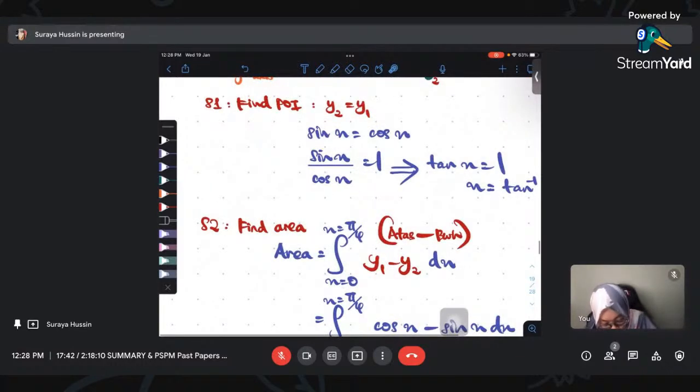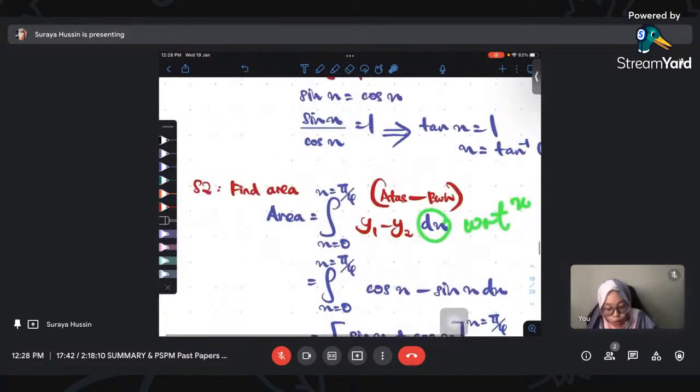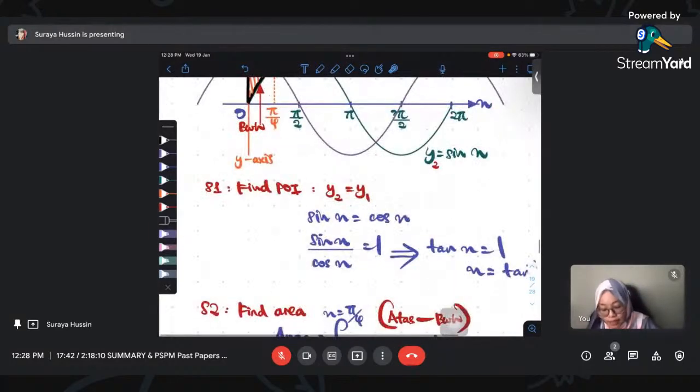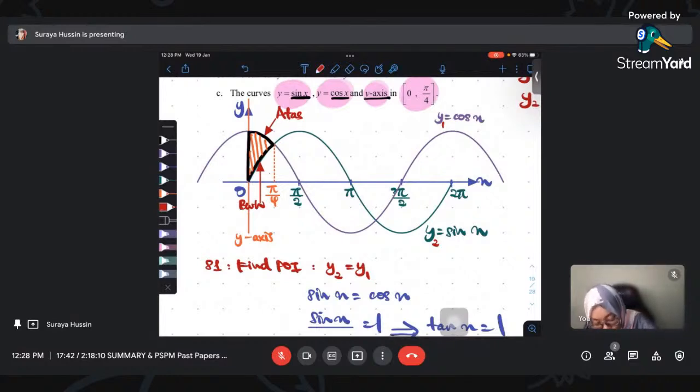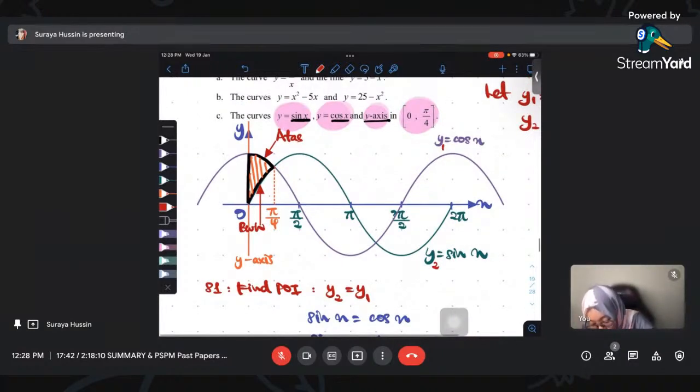So you do it. Pi over 4. 0 until pi over 4 is for the x value. So if the limits are x values, the limits are with respect to x. So if the limits are x, the middle must be the y function. In this case there are two curves, meaning two different functions, and one function minus the other function. But which one minus which one? How do I know? I must look at the region. Look at the region only.